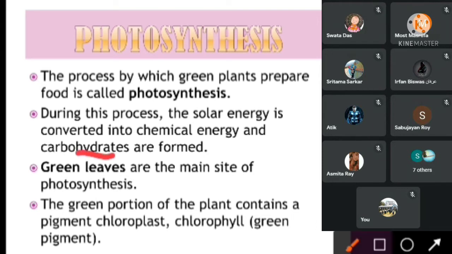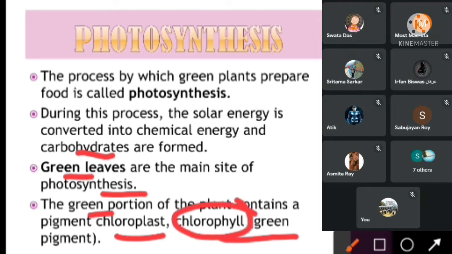Next, green leaves are the main site of photosynthesis. So where is photosynthesis occurring? Green leaves are the main site for photosynthesis. The green portion of the plant contains chloroplasts, which contain the green pigment known as chlorophyll. It is the green pigment present inside the plant's leaf. That's why they can do photosynthesis.